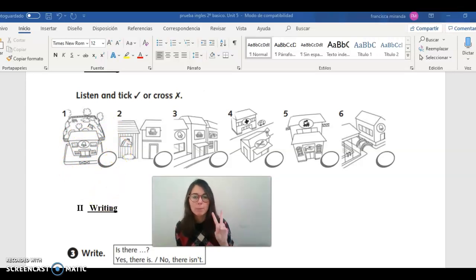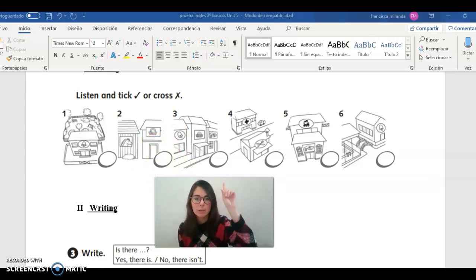Good. Number 2. There is a stable next to a swimming pool. Si lo que ustedes ven ahí en number 2 is a stable next to a swimming pool, you do a ticket, hacen un ticket. If what you see there is not a stable next to a swimming pool, you do a cross. Good. Great. Number 3, up here.